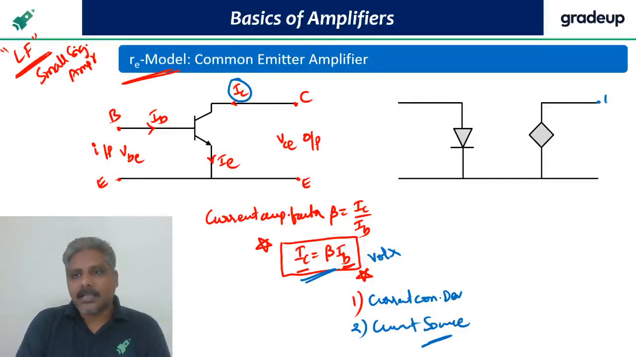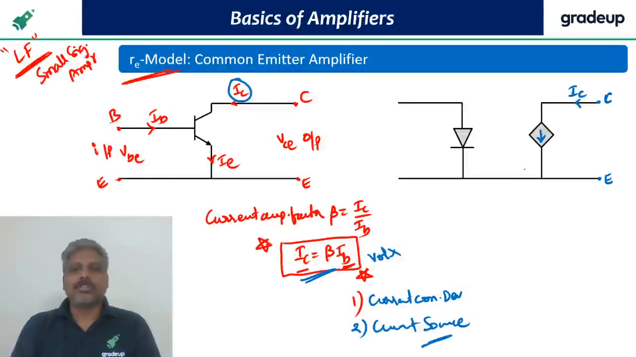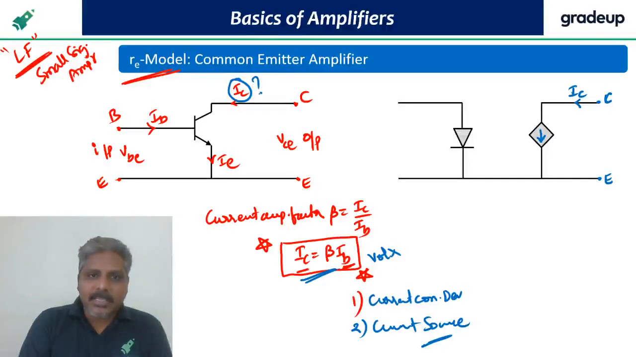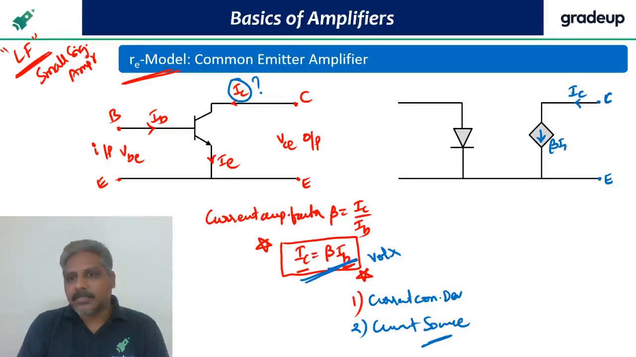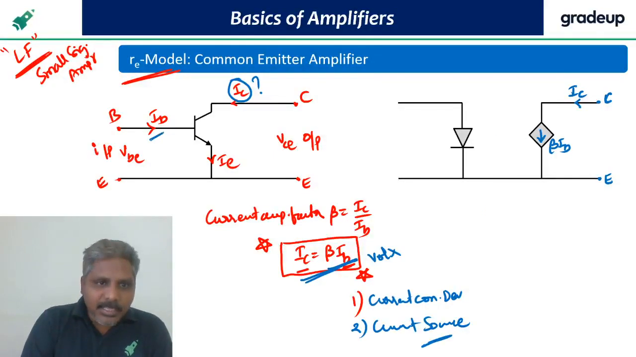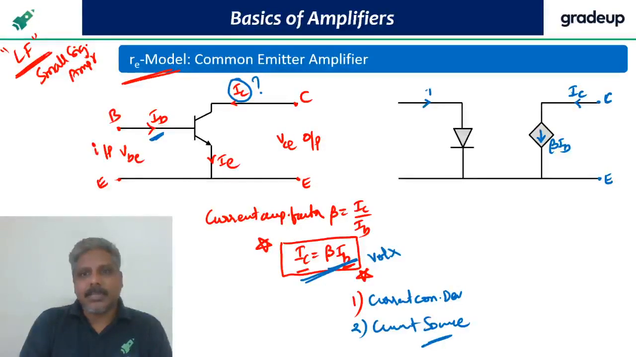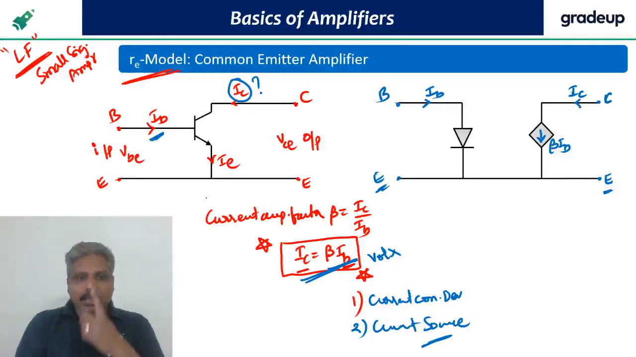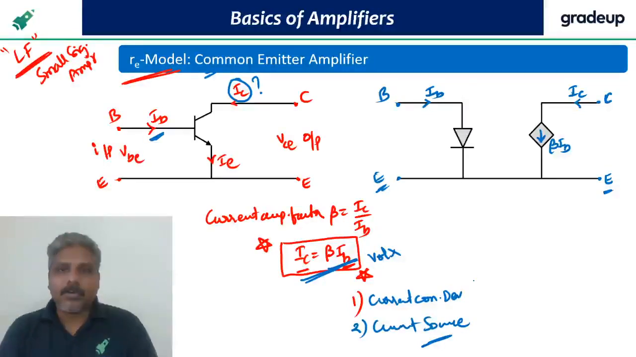See, this is the collector terminal. This is the emitter terminal. Between them, the current flowing is IC. It is like a current source, but how much is its value? Its value is beta times IB. That's why it is a dependent source, beta times IB. But where is IB? IB is the current flowing in the base. That means this is the base. What is this terminal? Emitter. This is common here and here. Common emitter. Common for what? Input and output.